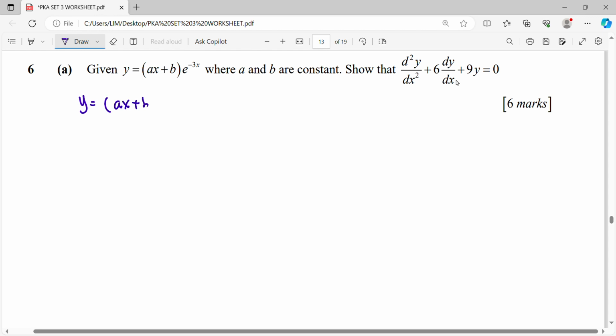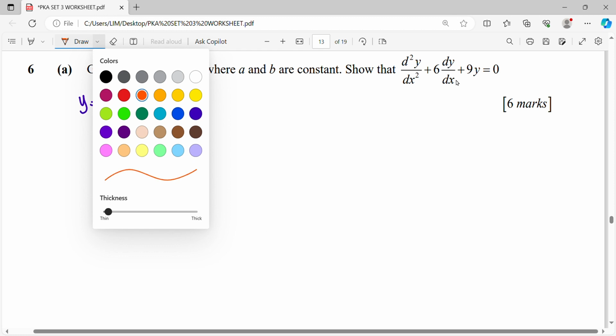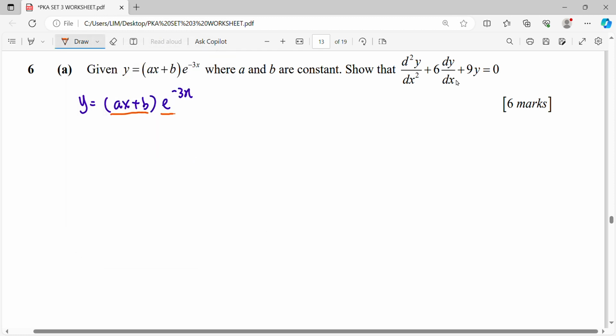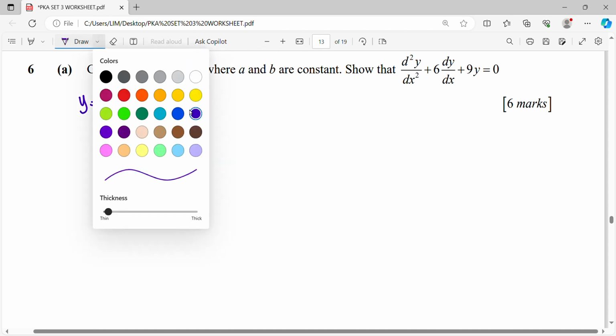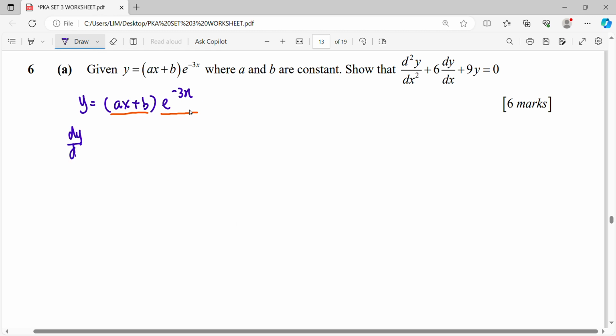(ax plus b) e to the negative 3x. So look at your x. It will be in product form, a linear times an exponential. So when you have product form, because you want to differentiate with respect to x, look at your function: linear times exponential. When you want to differentiate this, we will use the product rule.